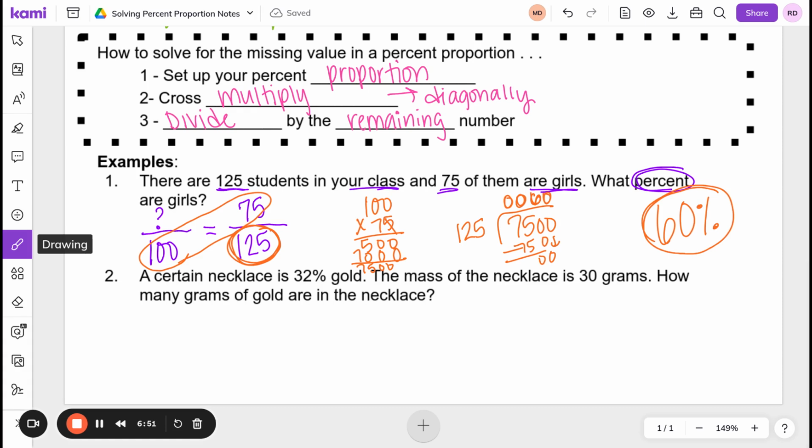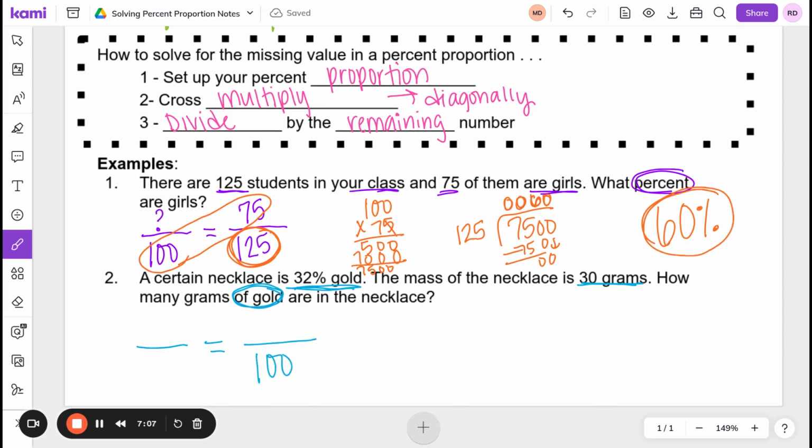Our next one, a certain necklace is 32% gold. The mass of the necklace is 30 grams, and I want to know how much of the necklace is gold. So let's start with the easy number. What number has to go in every single percent proportion? And that answer is 100. Percents go over 100, so that 32 has that percent sign over it. Now, the question wants us to find the part that is gold. So the whole necklace isn't gold, so we're looking for the part. And then that 30 is the total down here.